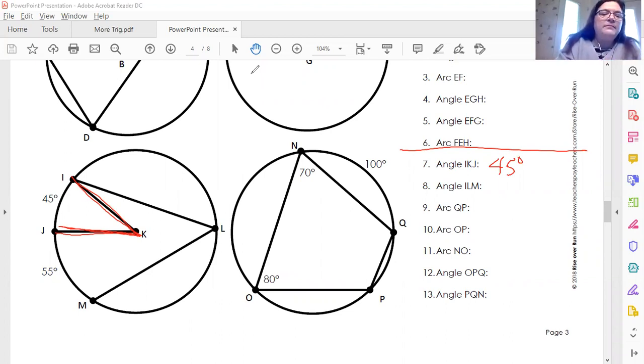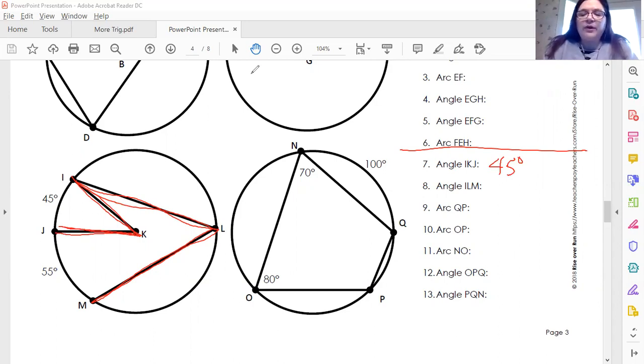Angle ILM. What kind of angle is that? Not a central angle because its vertex is on the circle itself. It's on that circumference. So this is an inscribed angle. So the measure of that angle is going to be 1/2 of the measure of its arc.